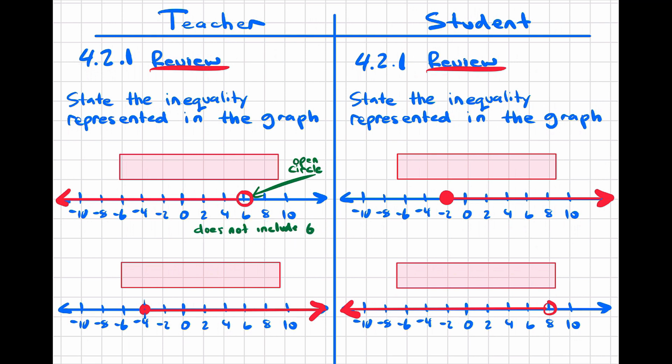Okay, so what does that mean? Well, we have a variable, x, and we have the number 6. Now we just need to figure out what sign is going to go in between there. Well, take a look at the arrow. This red arrow is going to the left, which means it is becoming less in value as it goes to the left. So the symbol that goes in between is less than, and there is no line underneath it because of the open circle. It is not equal to, x is less than 6.